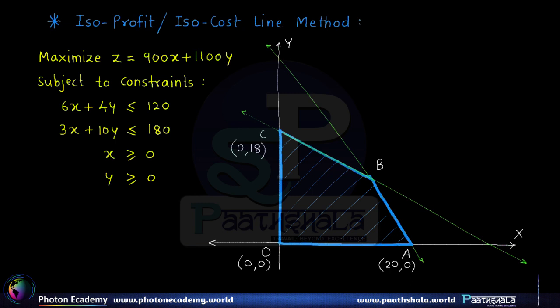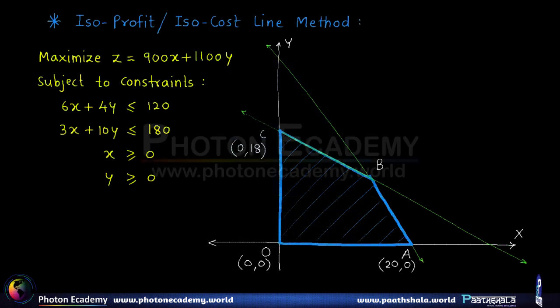Now we see the second method of finding out the optimal solution of an LPP, and that is called the isoprofit or isocost line method. Here the steps till finding out and shading the feasible region are the same as we did in the corner point method. So after shading the feasible region, we use this second method to get the optimal solution.